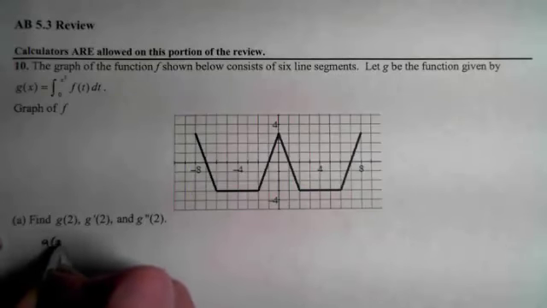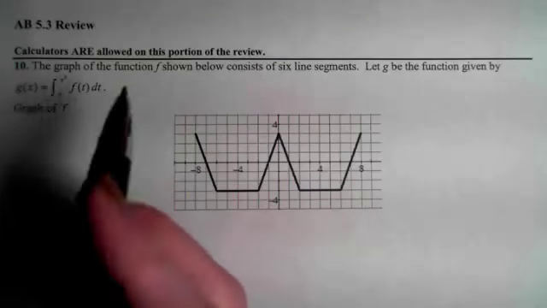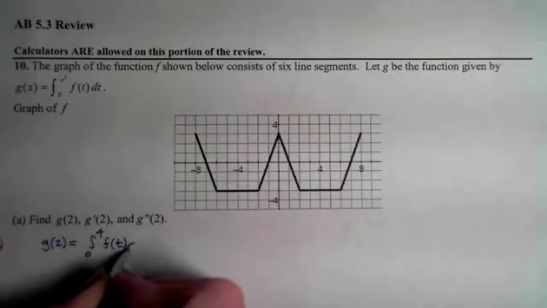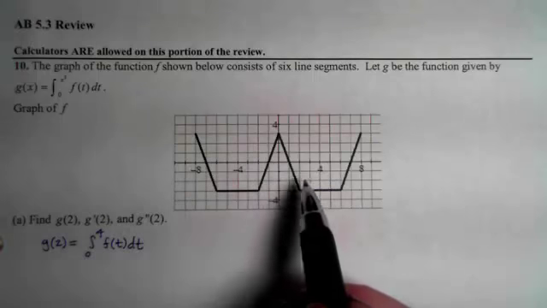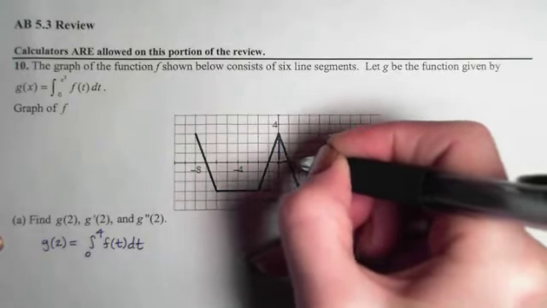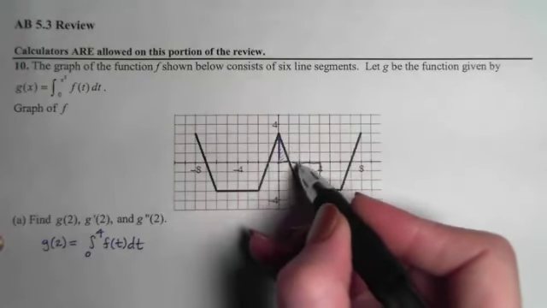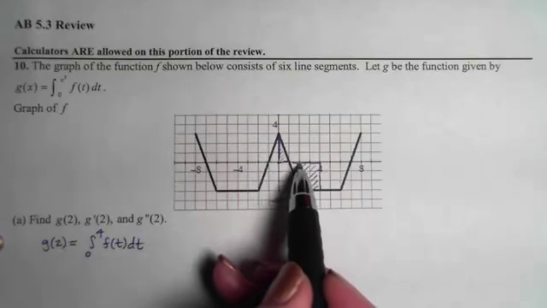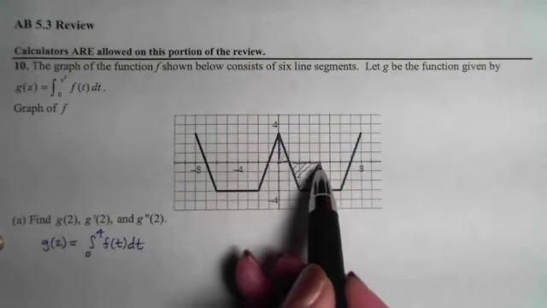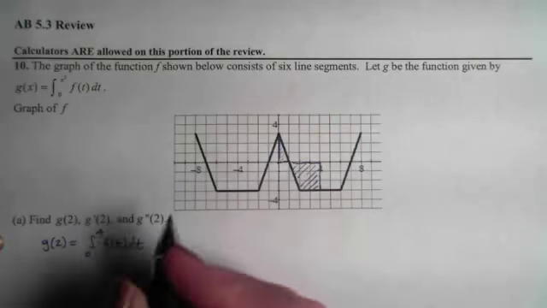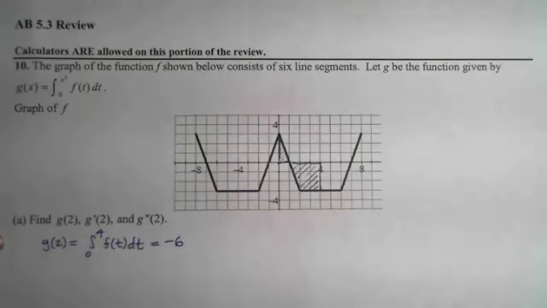The first one is g of 2, which means I'm going to plug 2 into this, which will give me the integral from 0 to 4 of f of t dt. That means I need to accumulate on this graph from 0 until 4. If we look at this accumulation, we can see that this triangle above will be canceled out by this triangle underneath, so I'll be left with just this negative accumulation here of -6.